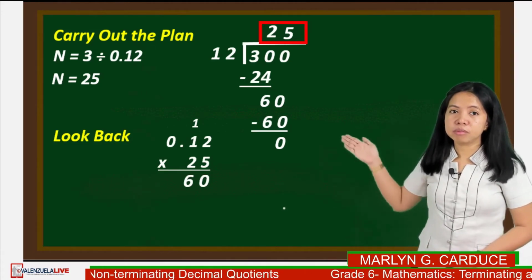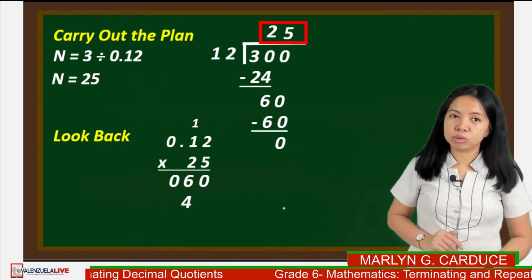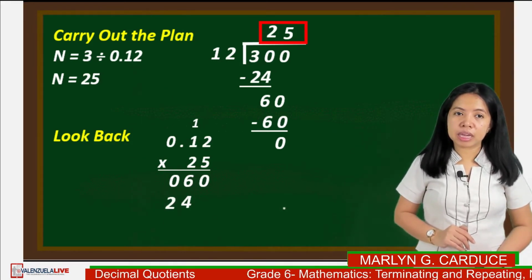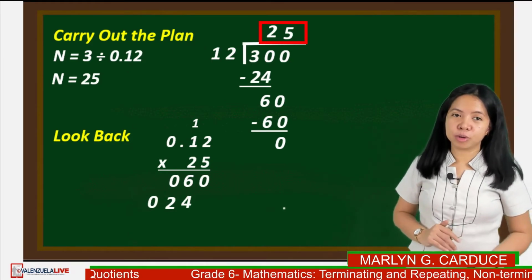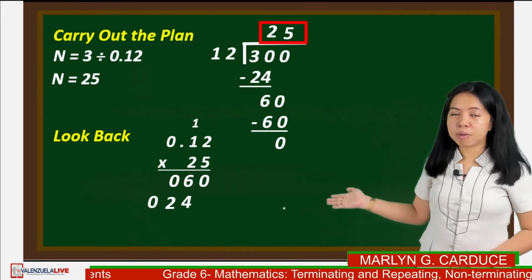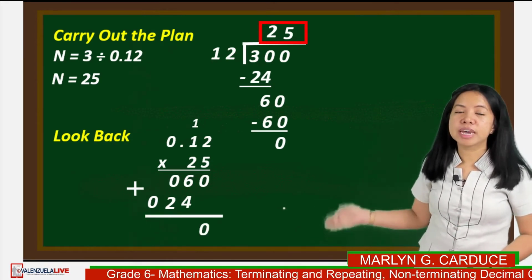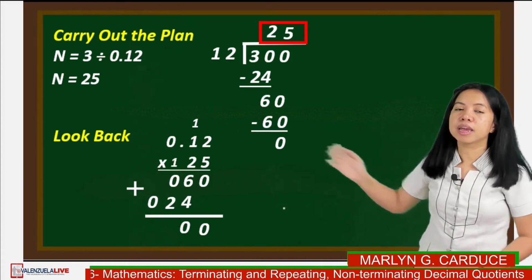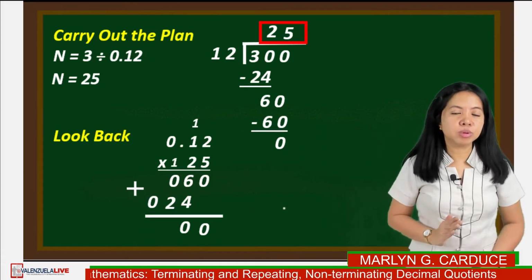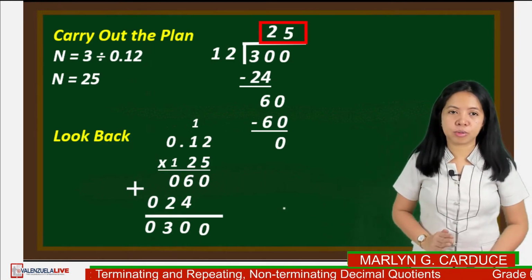And then 5 times 0 is 0. And then 2 times 2 is 4. 2 times 1 is 2. And 2 times 0 is 0. And then let's add our partial products. So bring down 0. And then 6 plus 4 is 10. So write down 0, carry 1. 1 plus 0 plus 2, that is 3. And then bring down 0.